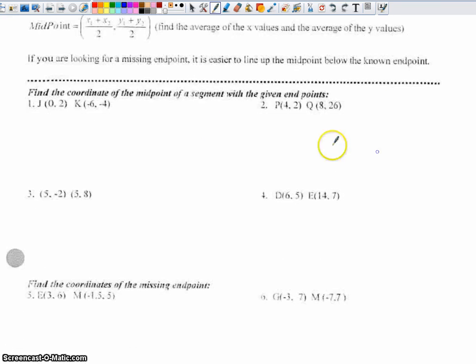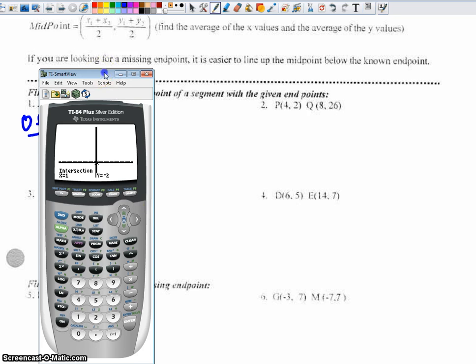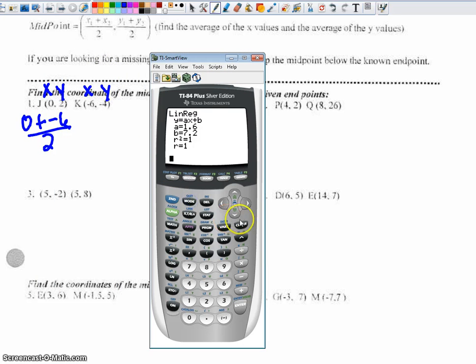So looking at number 1, you're going to take your x values. Now, if you can't keep it straight, you might want to go ahead and label them. You're going to put your x values together. So 0 plus negative 6, all divided by 2. Remember that when you are putting something like this in the calculator, you need to do the top part, 0 plus negative 6. You need to press enter before you divide by 2. If you don't, you're going to get the wrong answer. It's not going to tell you it's the wrong answer. It's going to look all fine, but it won't be right.